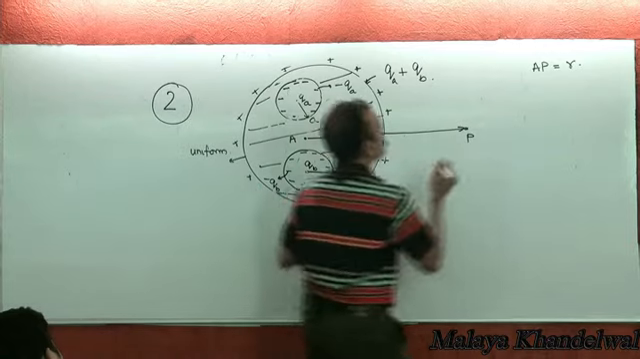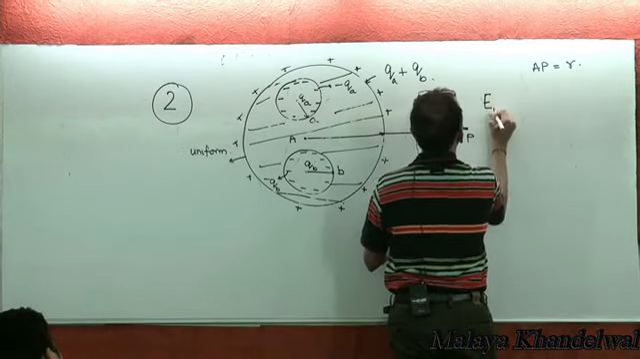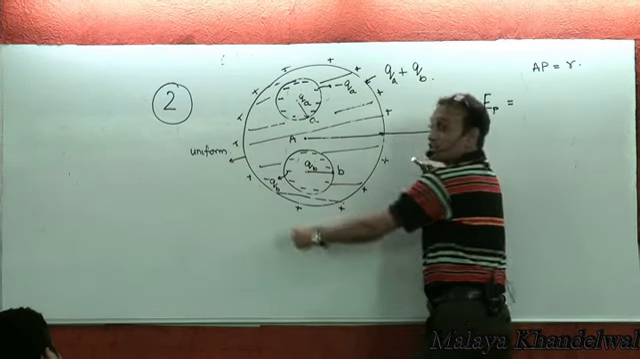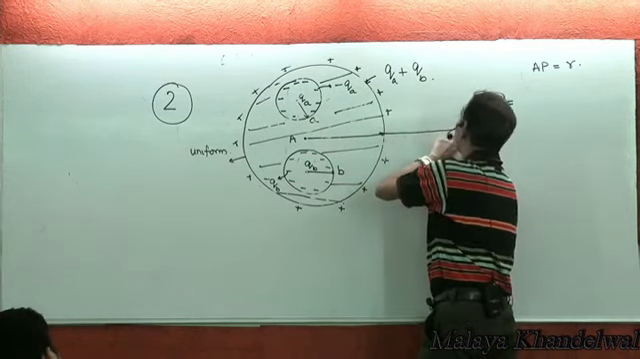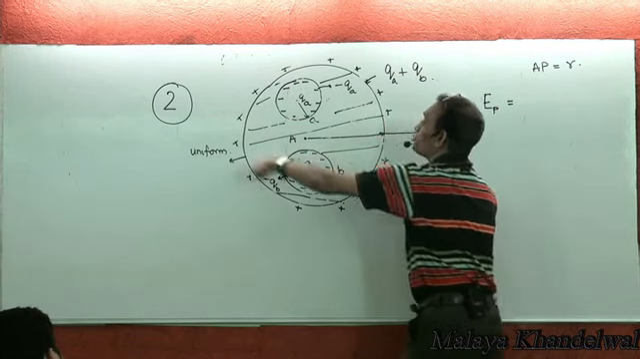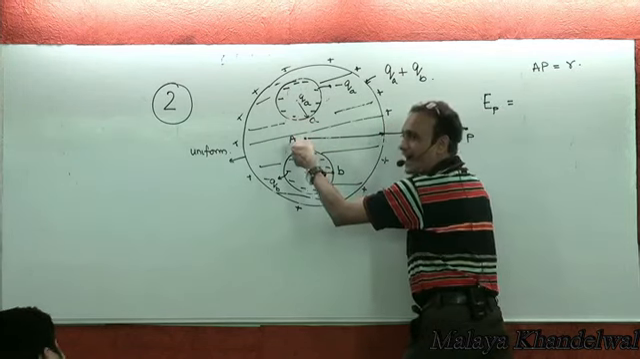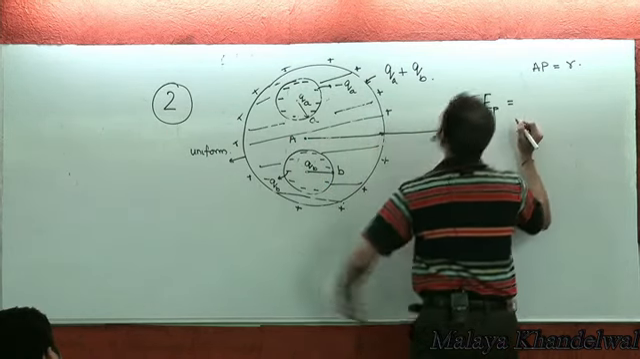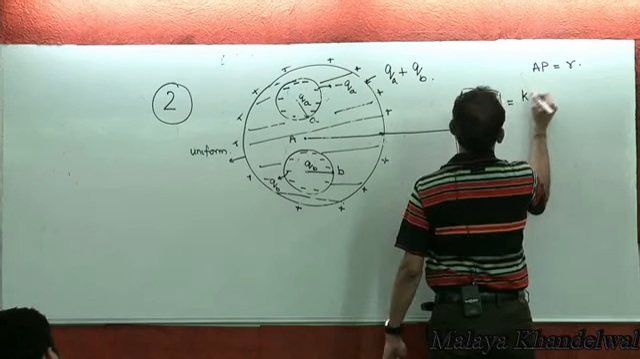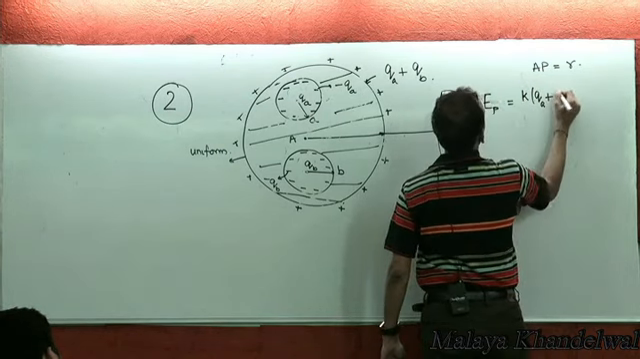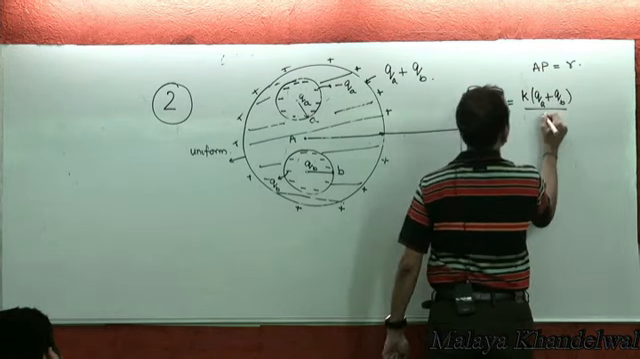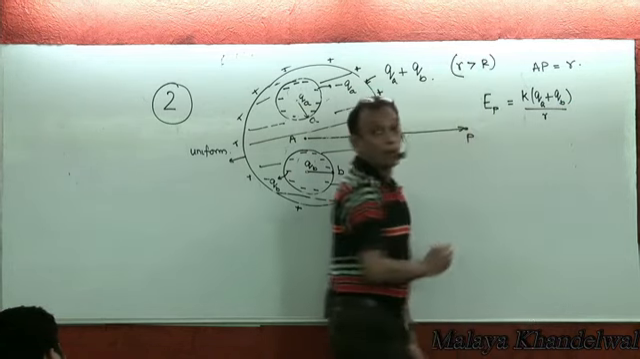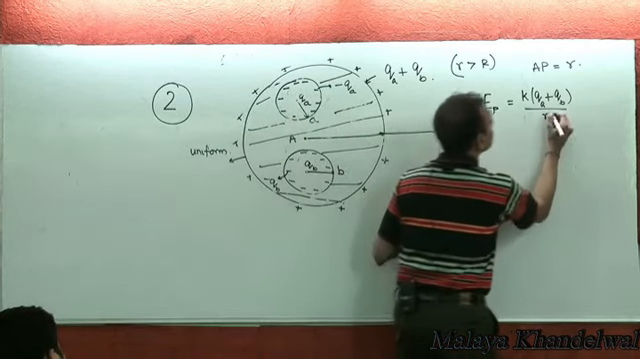So the electric field at P is going to be one that is created by this. For the sake of P, which is outside the sphere, this QA plus QB could be imagined to be concentrated at A. And therefore the electric field produced by just this outer charge is going to be K times QA plus QB divided by R squared, where small r is greater than the radius of the bigger sphere.